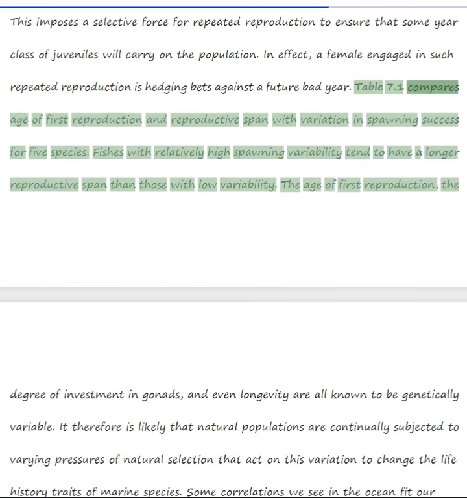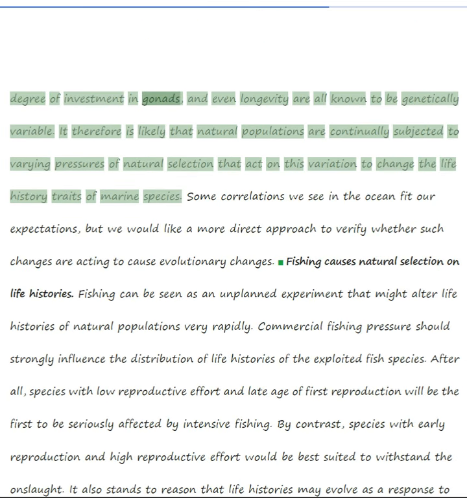Table 7.1 compares age of first reproduction and reproductive span with variation in spawning success for 5 species. Fishes with relatively high spawning variability tend to have a longer reproductive span than those with low variability. The age of first reproduction, the degree of investment in gonads, and even longevity are all known to be genetically variable. It therefore is likely that natural populations are continually subjected to varying pressures of natural selection that act on this variation to change the life history traits of marine species.